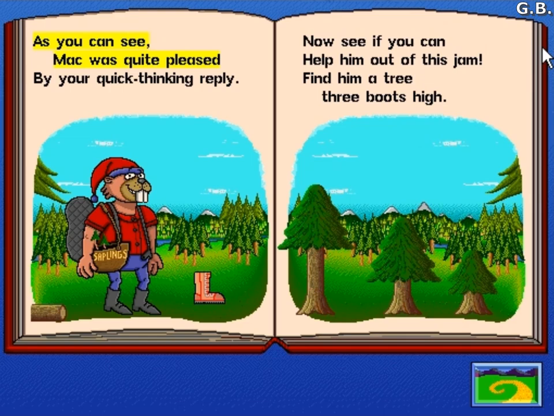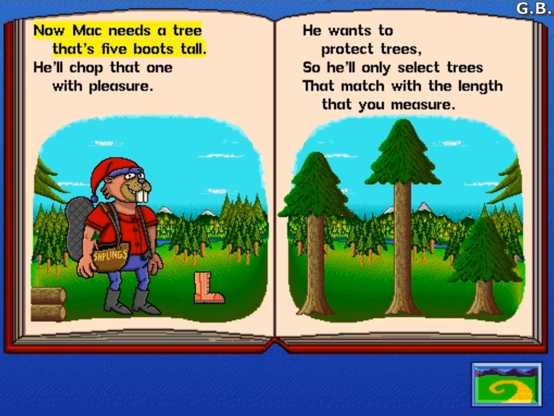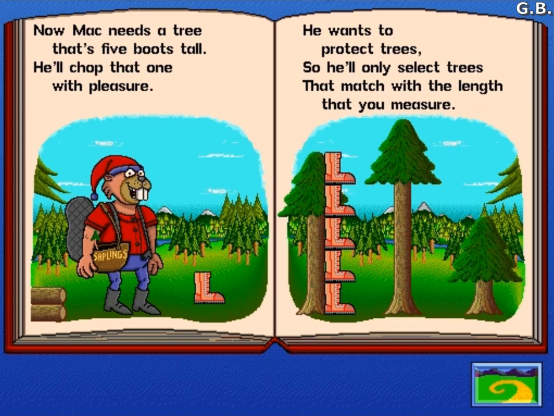As you can see, Mac was quite pleased by your quick-thinking reply. Now see if you can help him out of this jam. Find him a tree 3 boots high. Now Mac needs a tree that's 5 boots tall. He'll chop that one with pleasure. He wants to protect trees, so he'll only select trees that match the length that you measure. Now that you've measured from bottom to top, click on the tree and watch as I chop. Just right. Let's take it away. You did it! Turn the page.